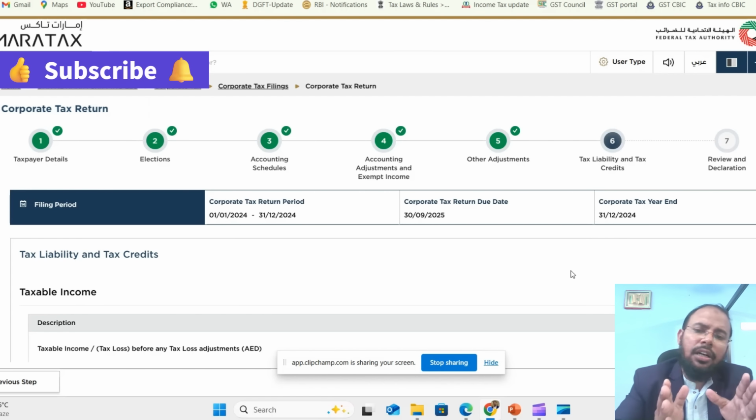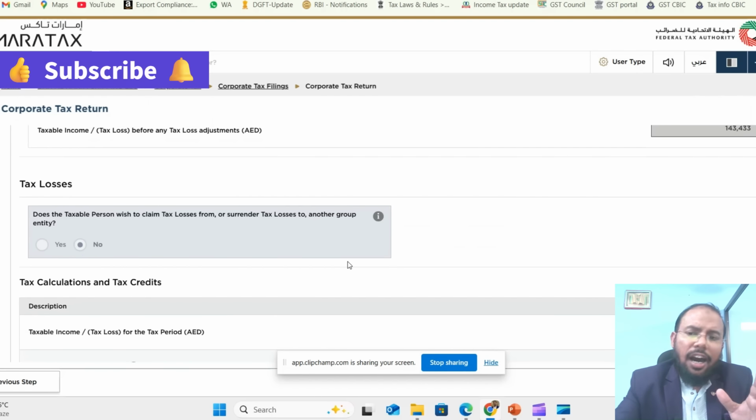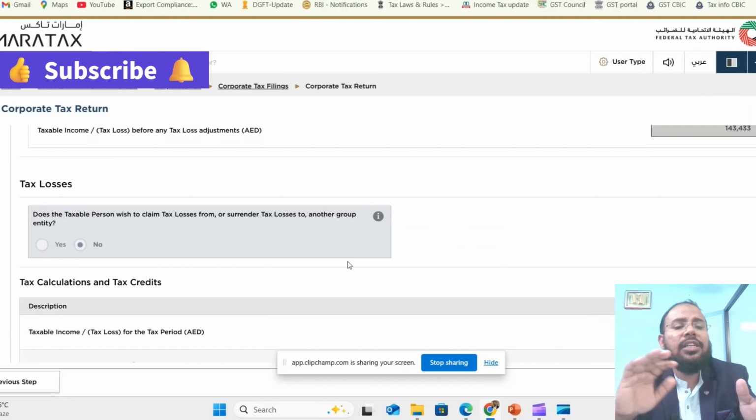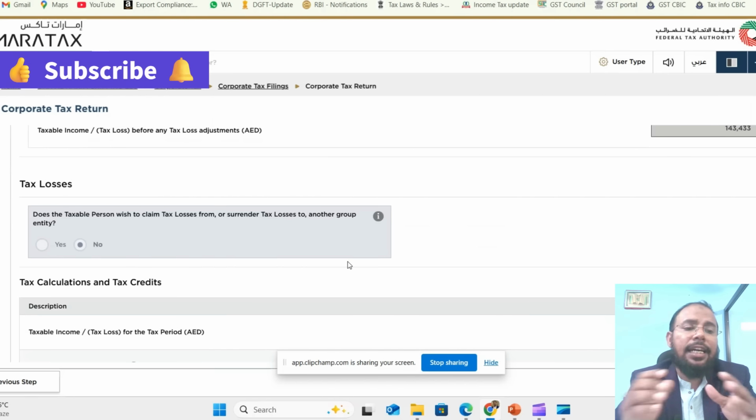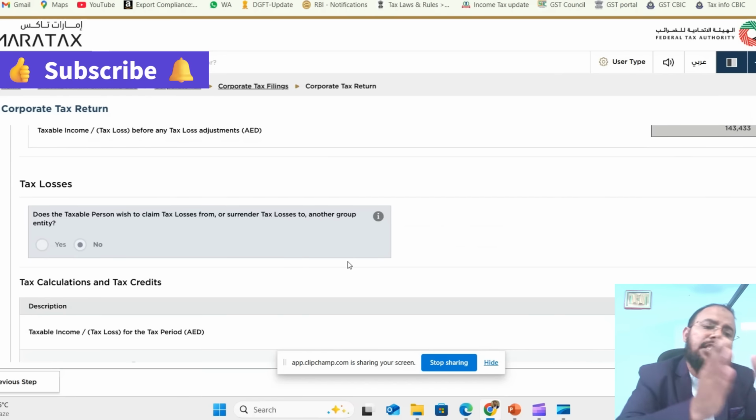In next, after adjusting, what is the outcome? Taxable income. You can see this. After taxable income, we have the option to set off the losses of a group entity. What is a group entity? For your understanding, if there is a common holding of 75% or more, that is called a group entity, and that should be registered as a tax group.